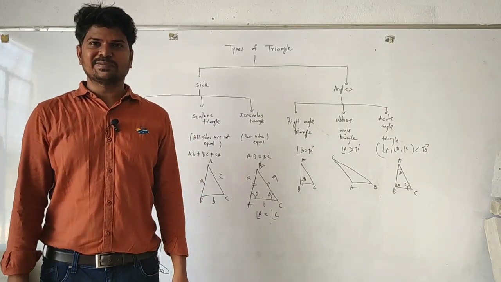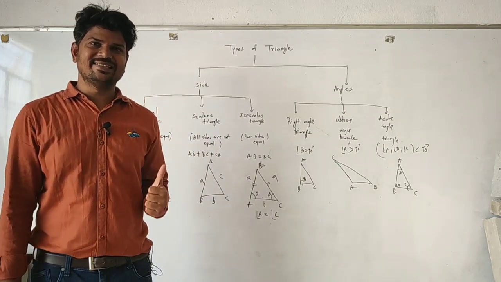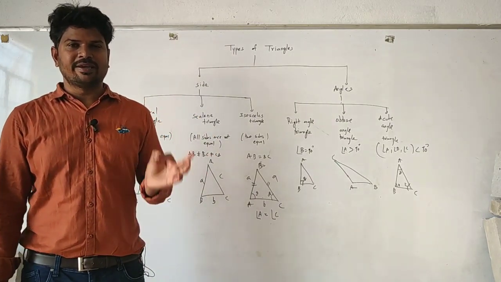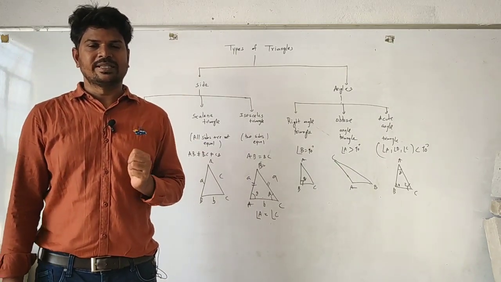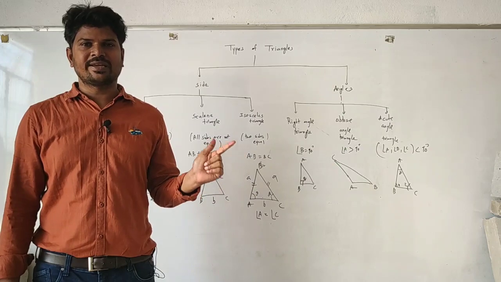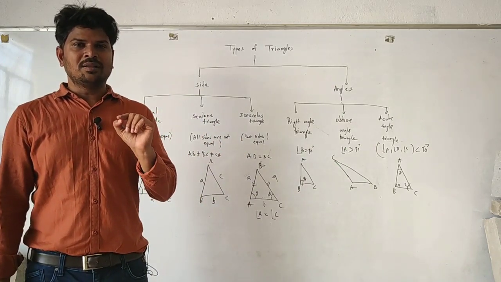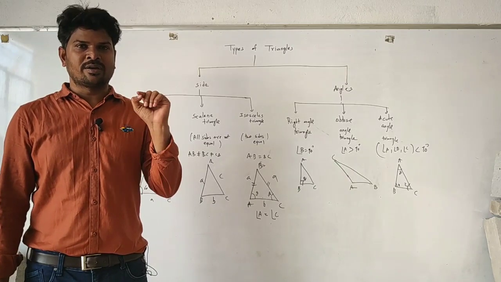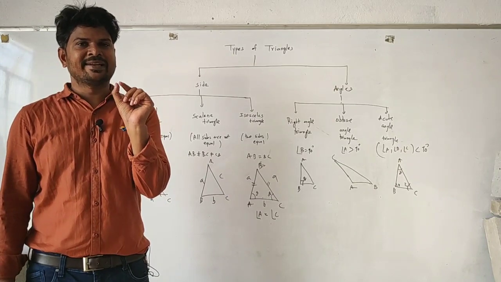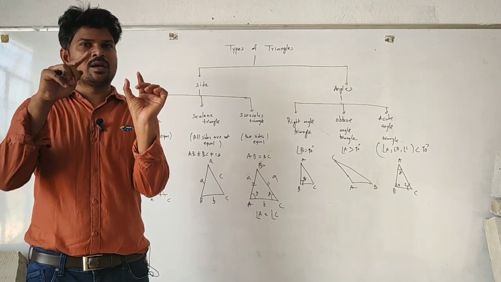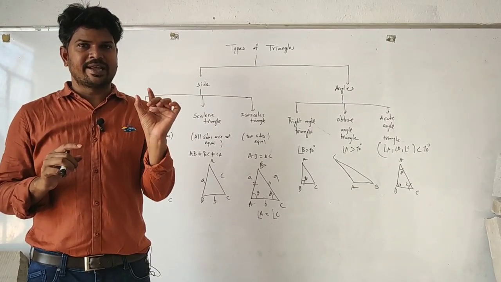Let me classify types of triangles. Here classification will be based on two things, that is angles or sides. If I classify based on sides, this will be classified into three types, that is equilateral triangle, isosceles triangle and scalene triangle. What is an equilateral triangle? If all the three sides are equal, then it is an equilateral triangle. Equilateral, lateral is nothing but side, equal. If sides are all equal, then we call it an equilateral triangle.